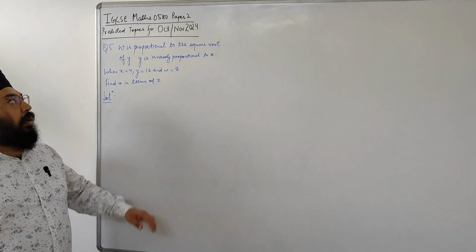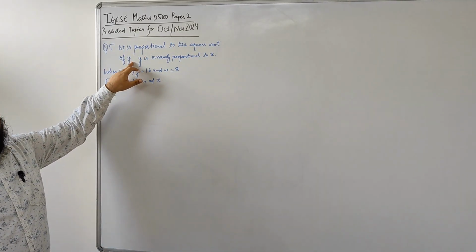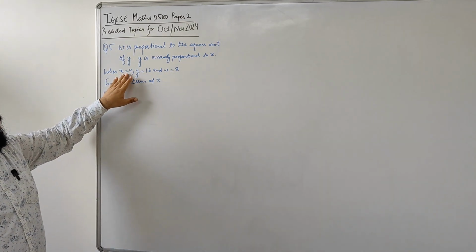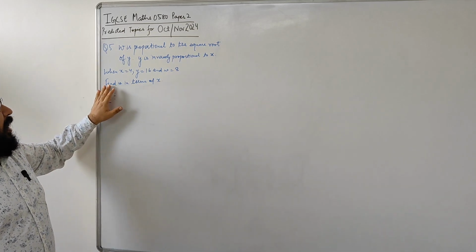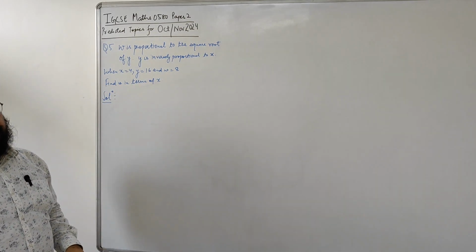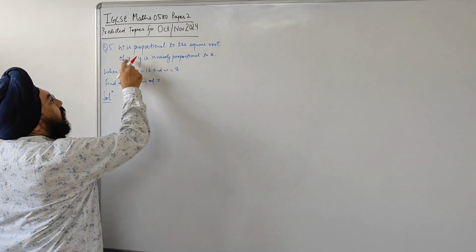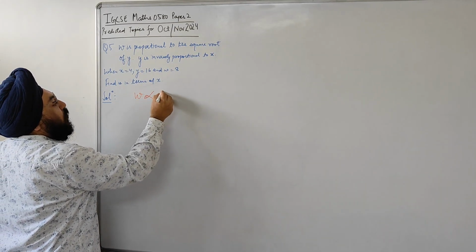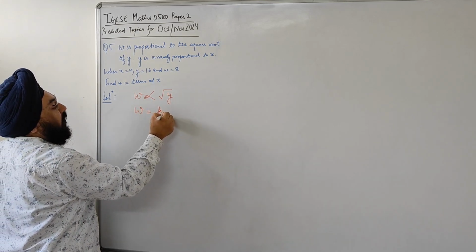Another question, w is proportional to square root of y, y is inversely proportional to x. When x is equal to 4, y is equal to 16 and w is equal to 8. Find w in terms of x. Now it has been given that w is proportional to square root of y, so w can be written as k1 root y.